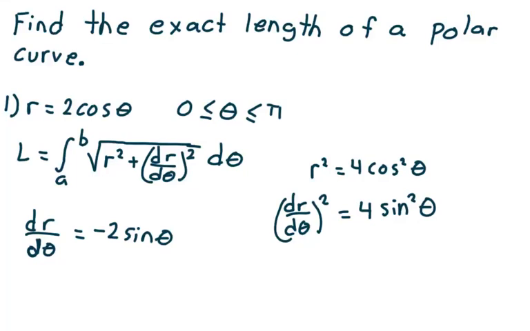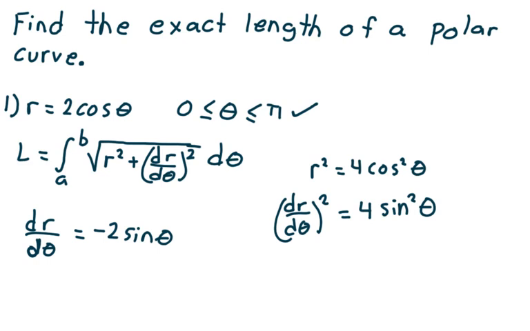The directions say to find the exact length of a polar curve. So in other words, we are going to be looking for the arc length of a polar curve. In example 1, suppose we are given r equals 2 cosine theta, where theta is greater than or equal to 0 and less than or equal to pi.